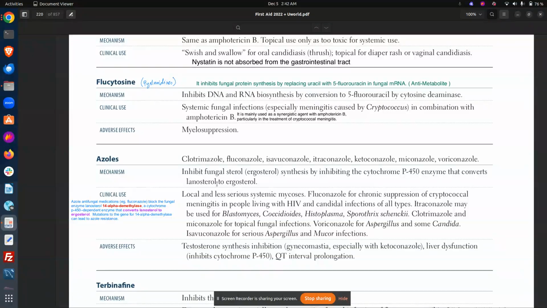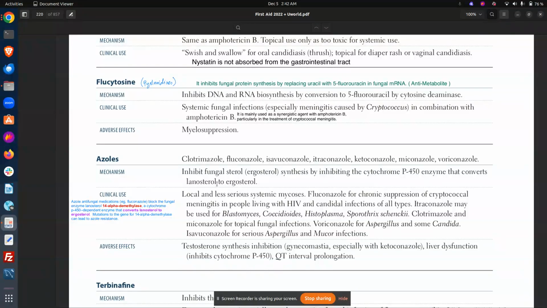What are the clinical uses? We'll talk one by one about the clinical uses of every member of the azole family. So the first is, we'll talk about topical azoles. Topical azoles, for example, are clotrimazole and miconazole.